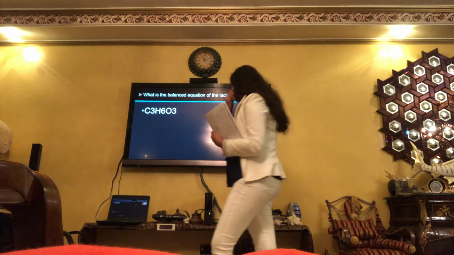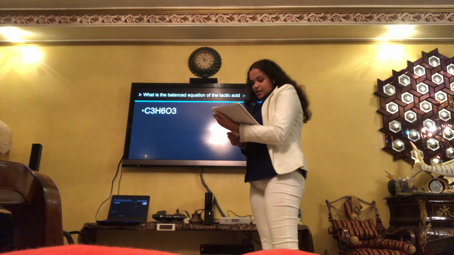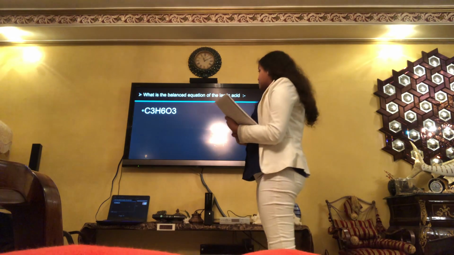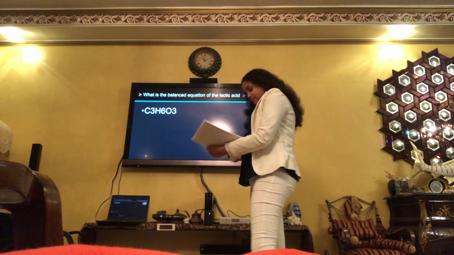Now the formula of lactic acid is 3 carbon, 6 hydrogen and 3 oxygen.